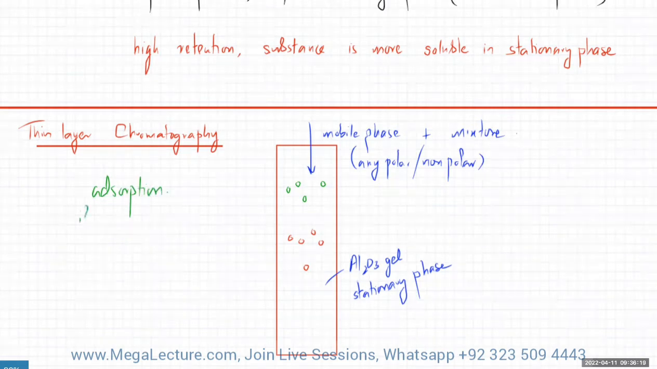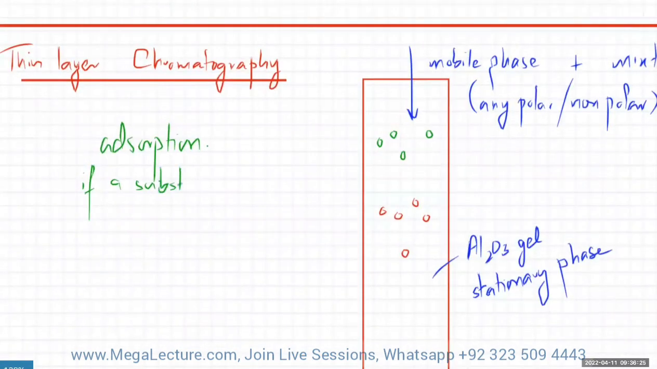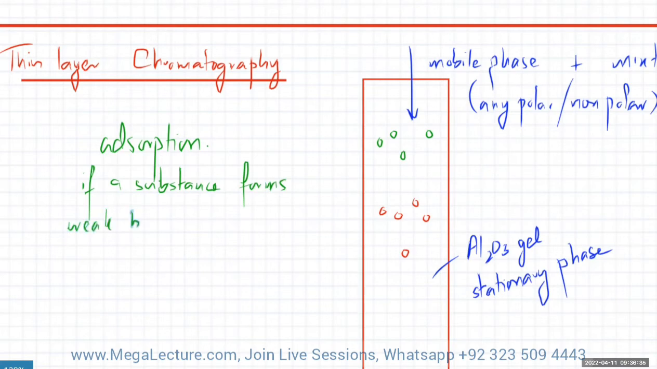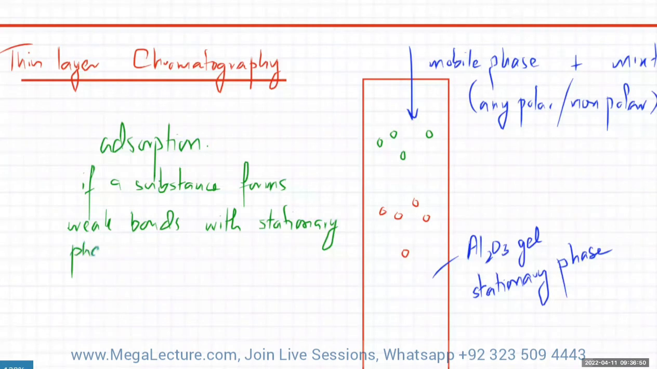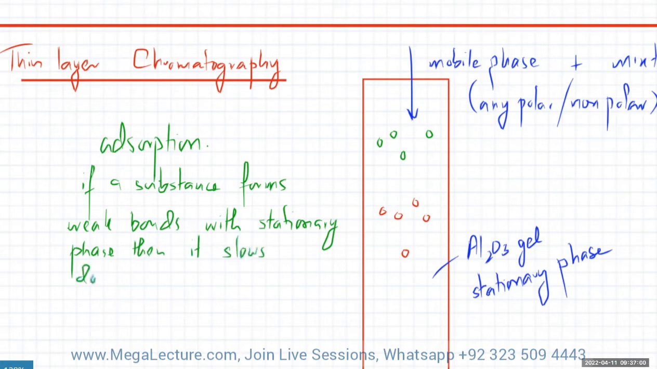So if a substance forms weak bonds with the stationary phase or gets attracted to the stationary phase, then it will slow down. मतलब हमारे मिक्सचर में जो भी चीज ज्यादा सॉल्युबल होगी इन द स्टेशनरी फेज वो एब्जॉर्ब होगी. नहीं, इधर solubility का नहीं है, इधर bonding का है.